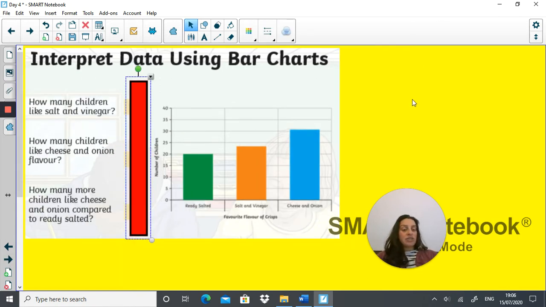So more questions on interpreting data, interpreting this bar chart. Based on this bar chart, how many children like salt and vinegar? How many children like cheese and onion flavour? And finally, how many more children like cheese and onion compared to ready salted?